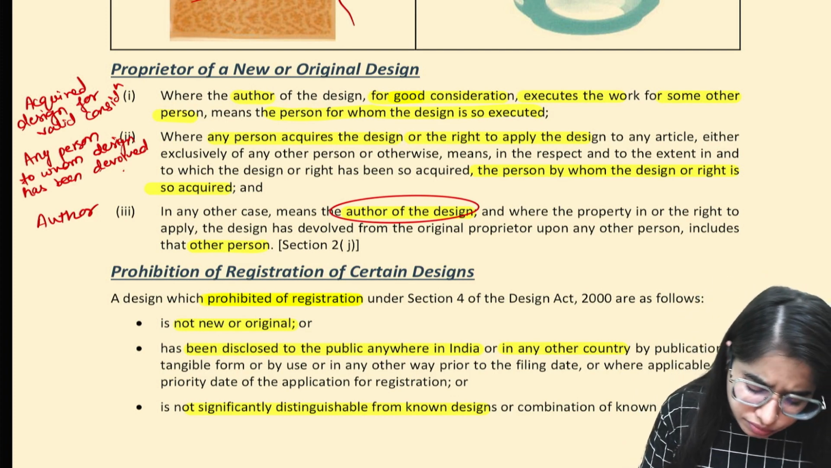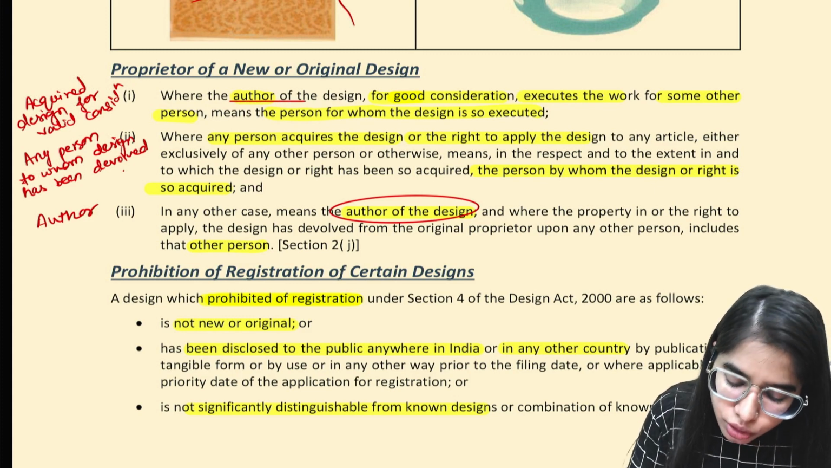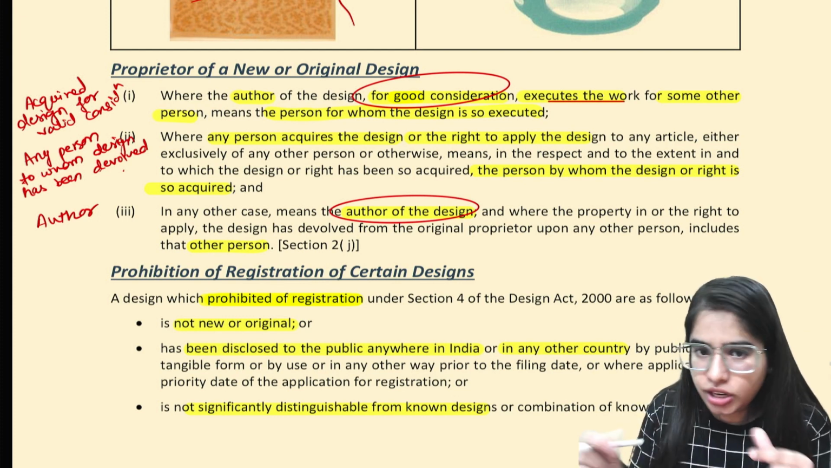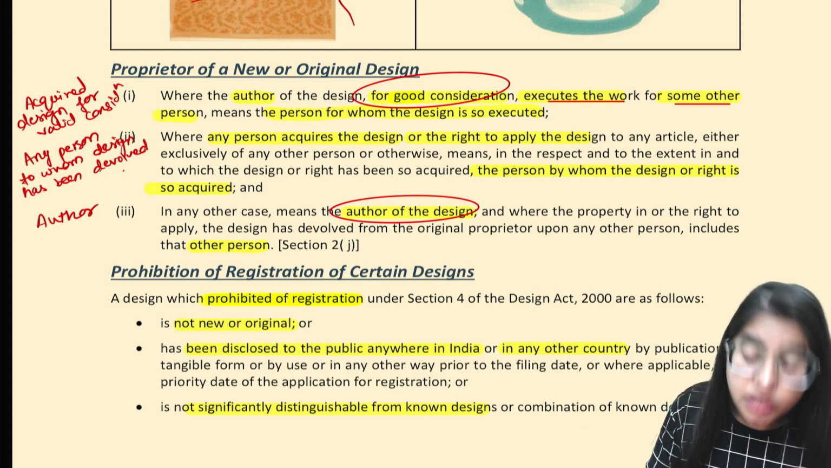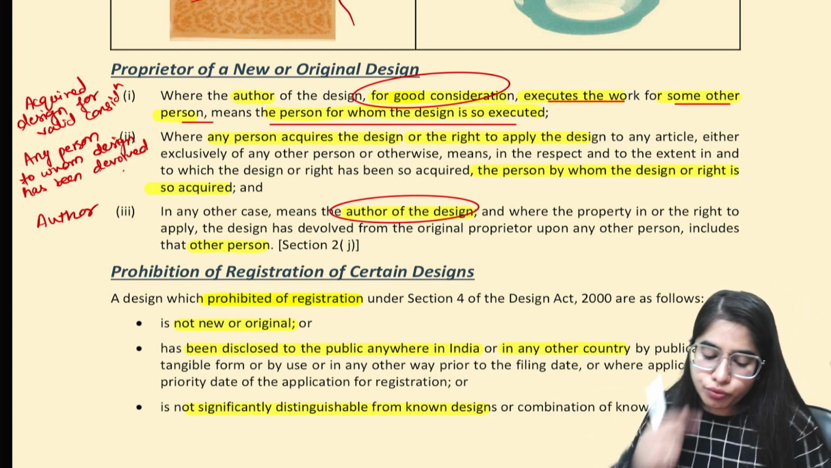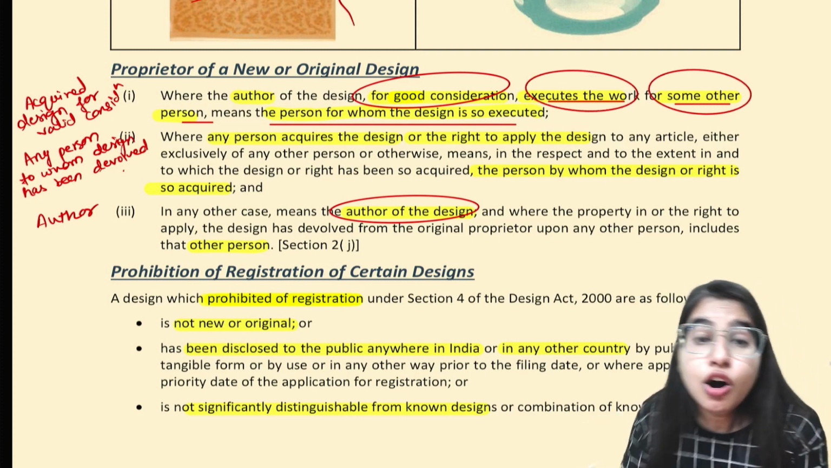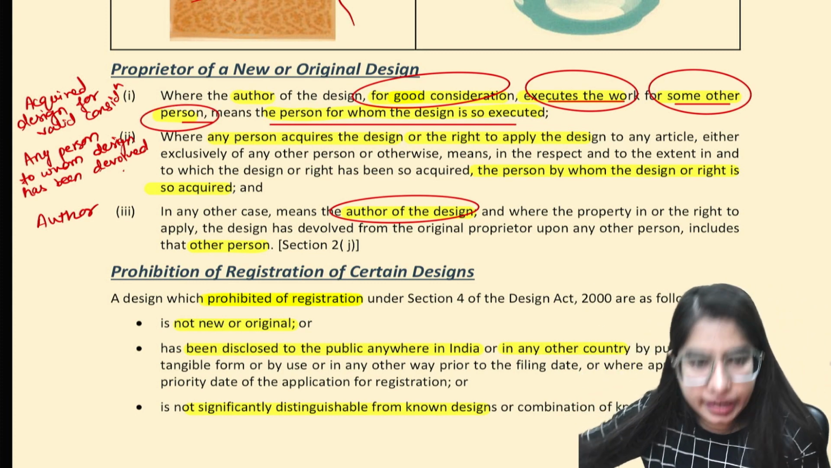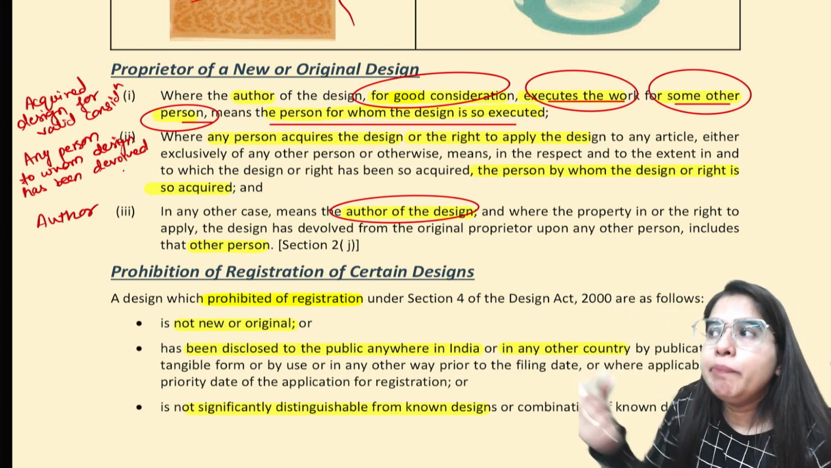So read the first point. The first point is saying that when the author of the design, for good consideration, meaning in exchange for money, executes or sells the work, executes the work for some other person, in that case the person for whom the design is executed, you are doing the work for some other person on payment of consideration. I am making a design for a brand. I am making a design for Zara on payment of some money.